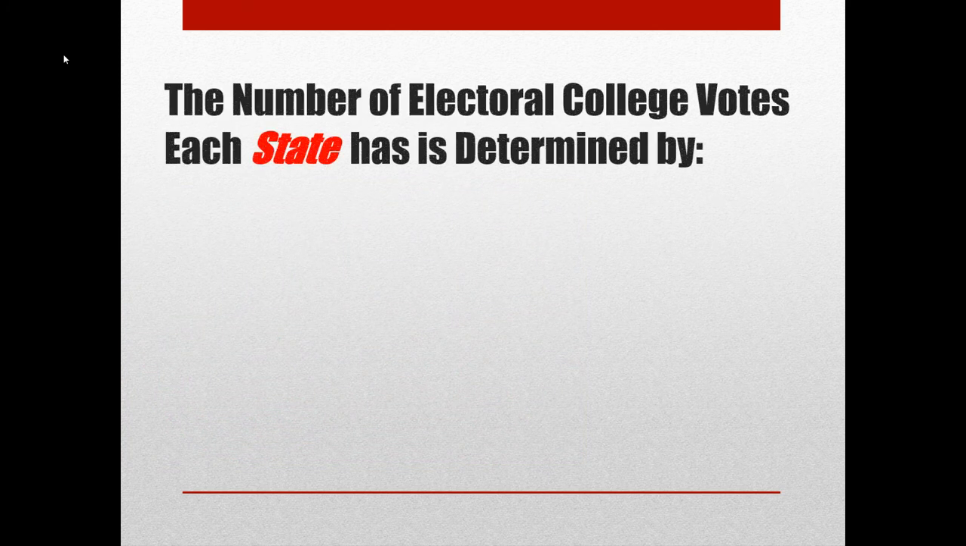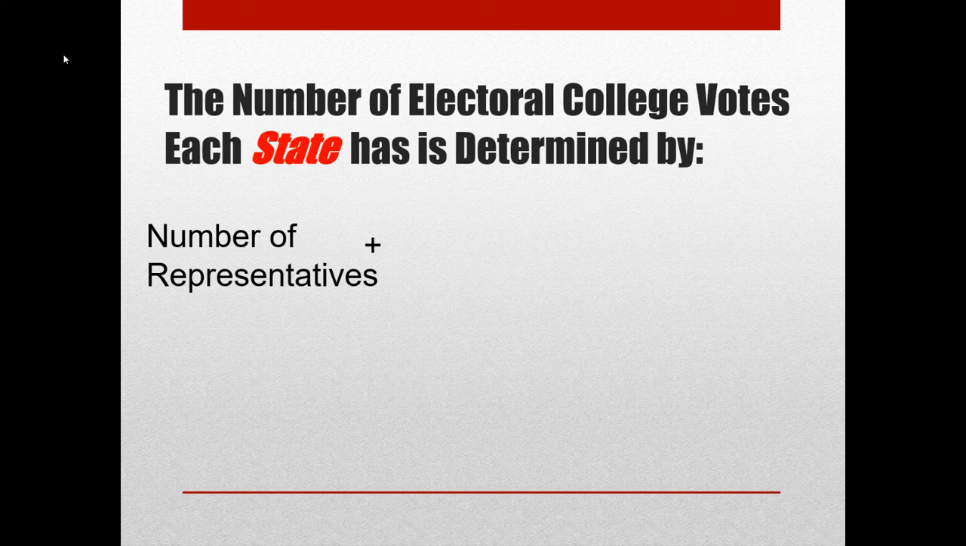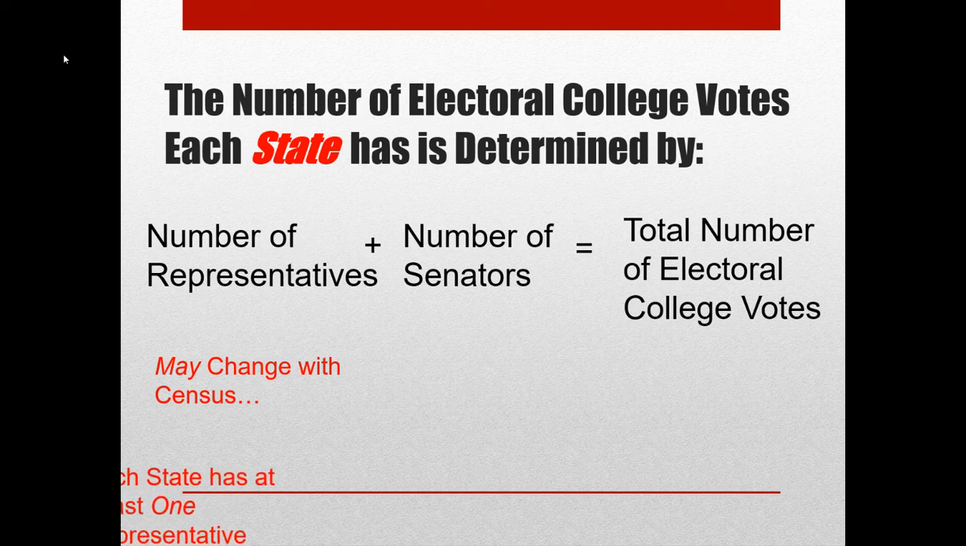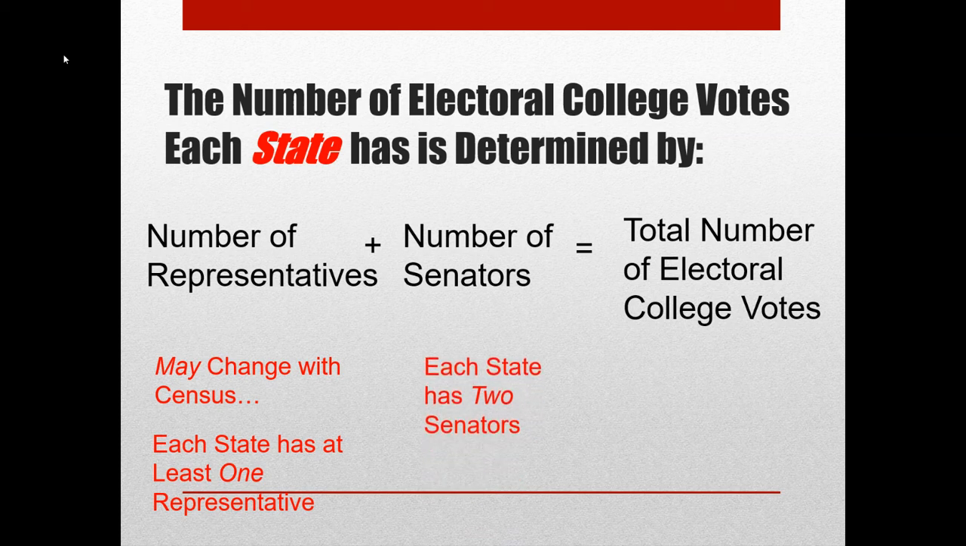The first thing is to understand that each state has a specific number of electoral votes. It's the number of each state's reps plus their senators, and that will give us a grand total for each state and then just the overall national total of electoral votes. Again, the House of Representatives is based on population. That can change with the census every 10 years, and you're guaranteed at least one rep. The senators, you obviously have two per state. And so that gives us the grand total of 538.